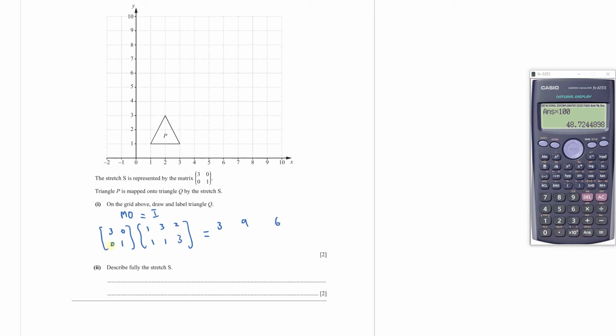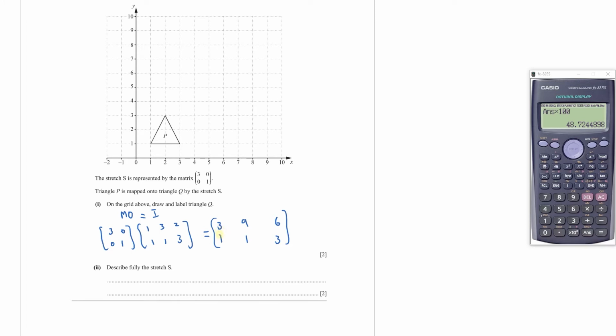And then I will multiply here. 0 times 1 is 0, plus 1 times 1 is 1. This will be 1 as well. 0, 1, and this column 2, 3. 0 times 2 is 0, 1 times 3 is 3. So add them together, you get 3. So these are the coordinates of your triangle Q.